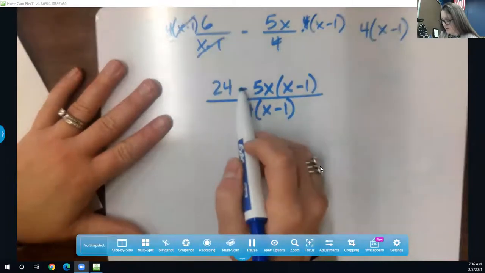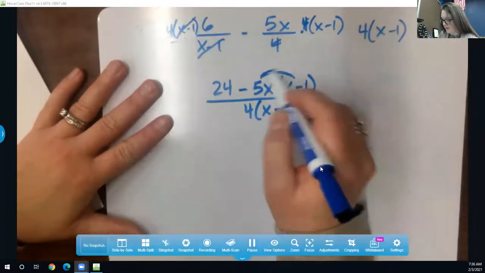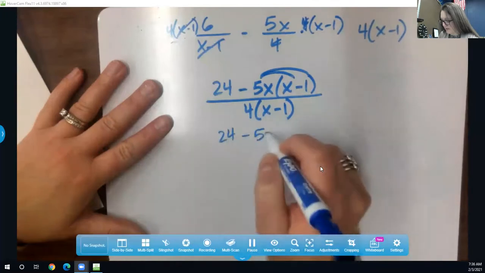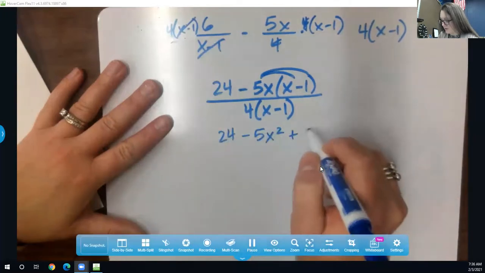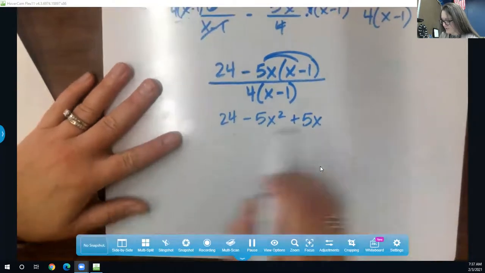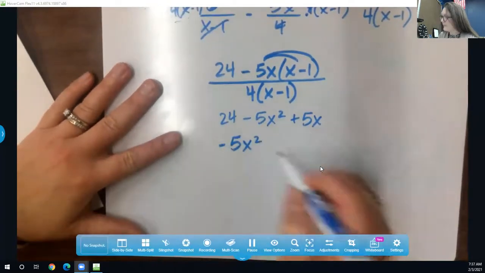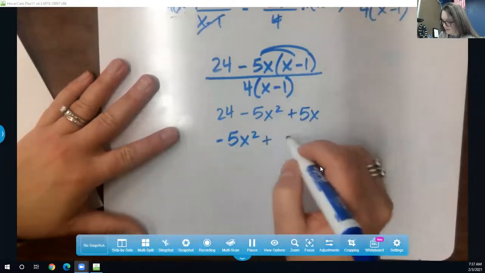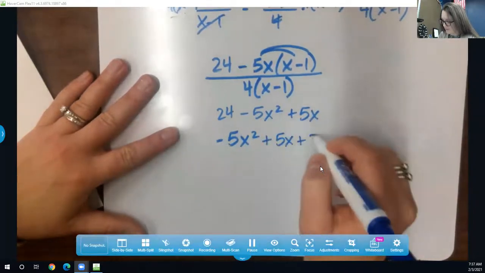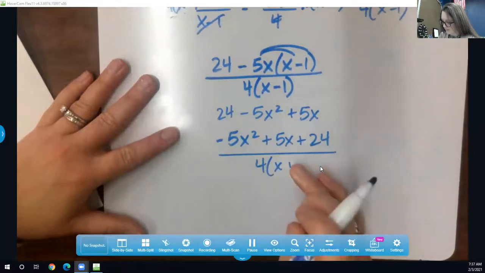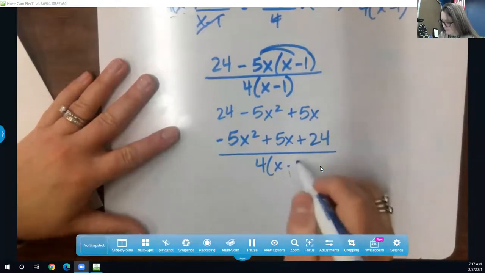So here, thinking about our sign, right? Don't forget that. You're going to distribute. So we have a 24 minus 5x squared plus 5x. So let's write this all together in descending order. 5x squared plus 5x plus 24 divided by 4x minus 1.